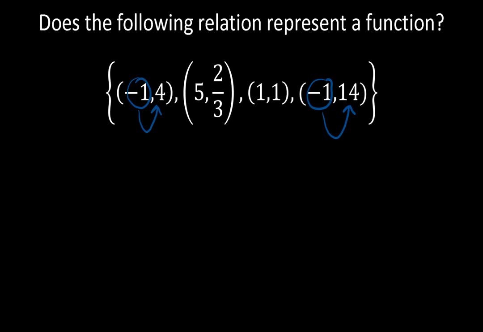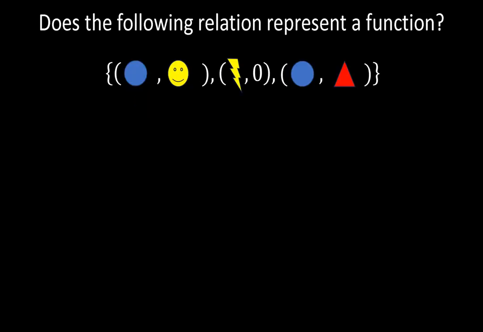So when you're looking at a relation, an easy way to tell if that relation represents a function or not is to look at all of your inputs. If any of your inputs are listed twice in the relation, then what we're looking at does not represent a function. In this case, -1 was listed twice as an input and was paired with 4 and 14. So this is not a function.